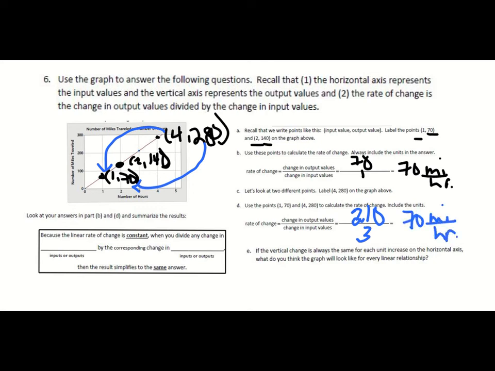So if the vertical change is always the same for each unit across the horizontal axis, what do you think the graph will look like for every linear relationship? And so the graph will form a straight line.